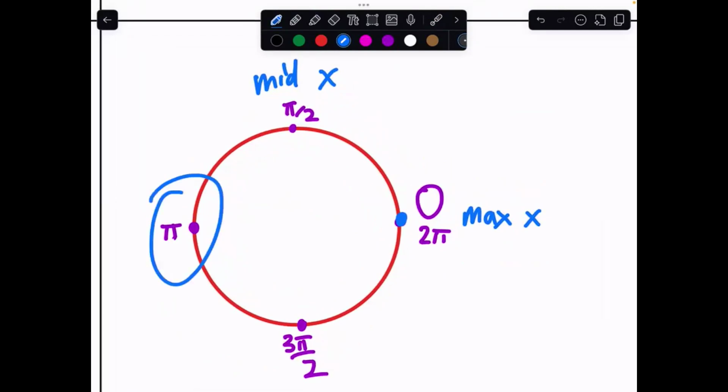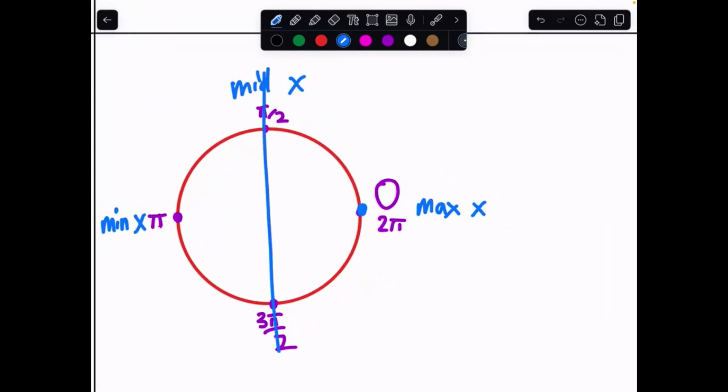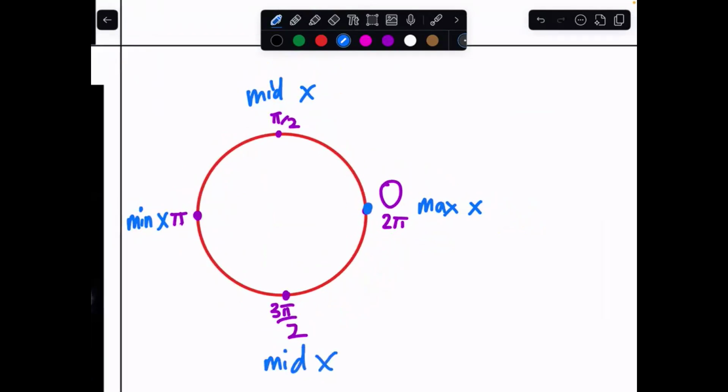Make your prediction about what we're going to label pi as. Again, how does this x value relate to the other x values on the circle? This point is the furthest left, meaning this is the smallest x value on the whole circle. So we'll call this the minimum x value. And then 3 pi over 2, again, make your prediction. How does this x value compare to the others? It's right in the middle. Half are to the left, meaning less. Half are to the right, meaning more. So 3 pi over 2 is in the middle of the x values.